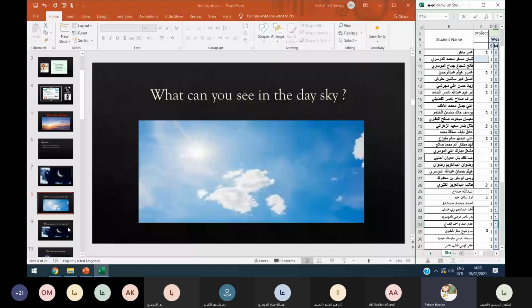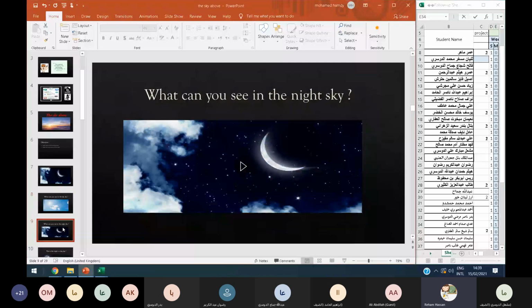So, honey, if we look at the sky, we can see the sun, so it's a day sky. It's the day. And if we look at the sky and we can see the moon and the stars, so it is the night. It is the night, okay?